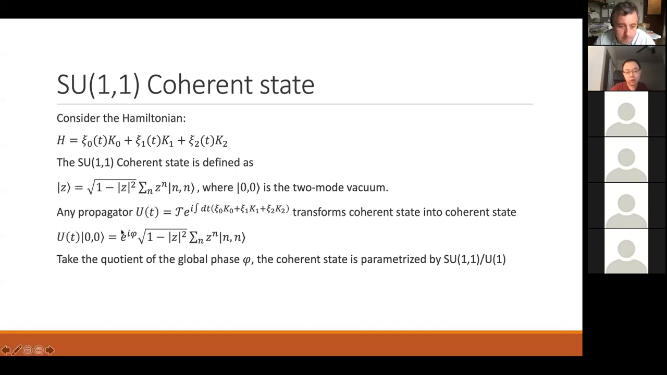Which means that if we are considering a quench dynamics starting from a two mode vacuum, then at any given time, provided that the Hamiltonian is given in this form, the state can always be described by such a coherent state, which means that it can be described by this complex parameter Z, and with an extra global phase, this e^{2iφ}. This global phase is here because we know that the quantum state will always have a trivial global phase showing up in front of it.